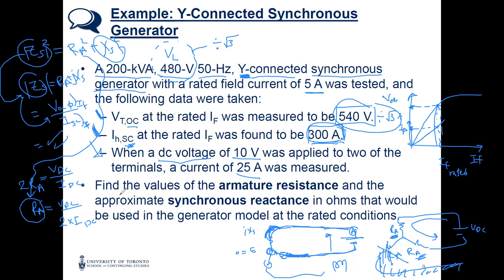And this is actually what they are asking for. They're asking, find the values of the armature resistance, RA. RA, you can get from the DC test. The synchronous reactance, the XS, they said something about approximate.